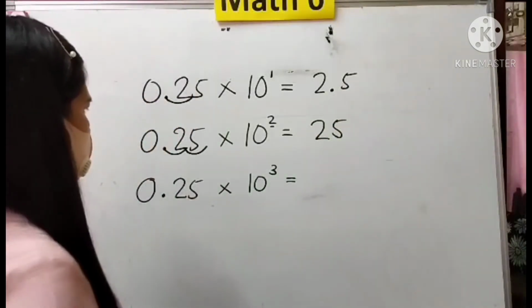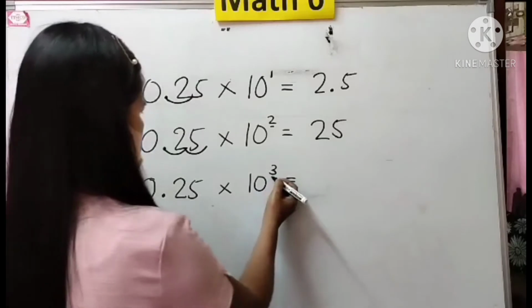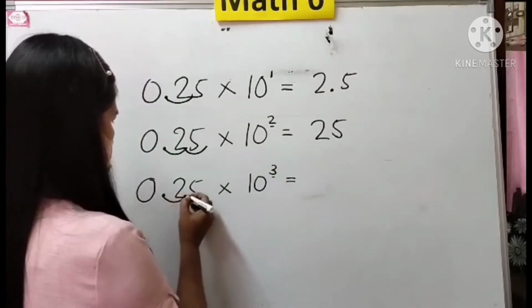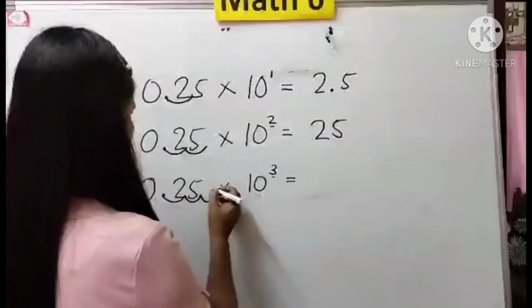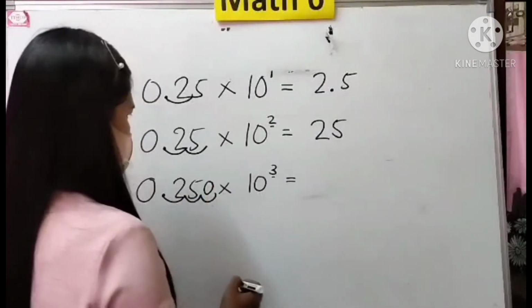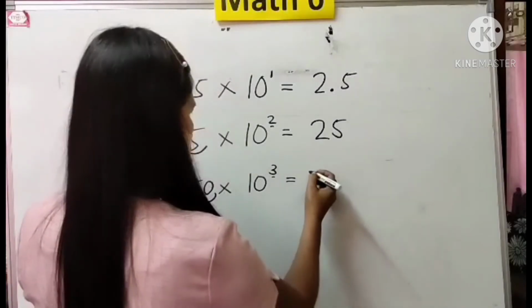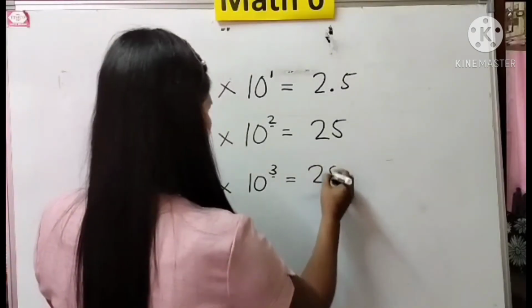And then here we have 3 as the exponent. So you will move it 3 steps to the right. So you will place 0 here as the placeholder. That will give you 250.